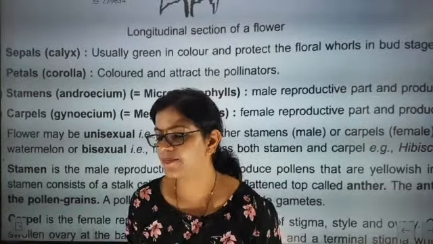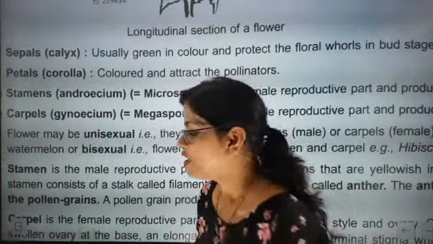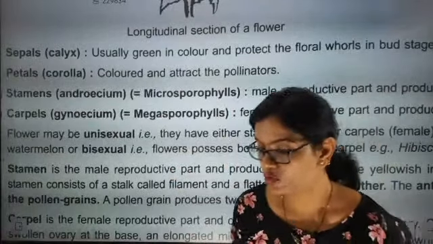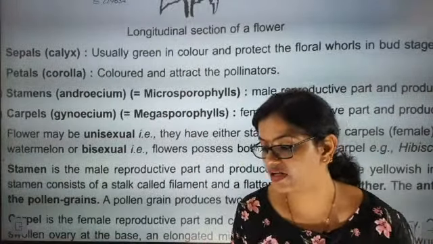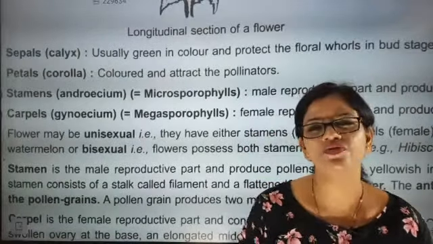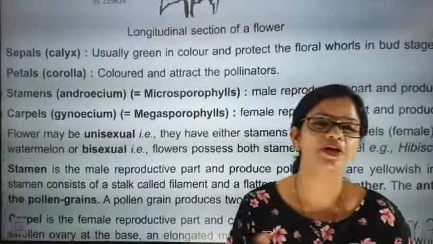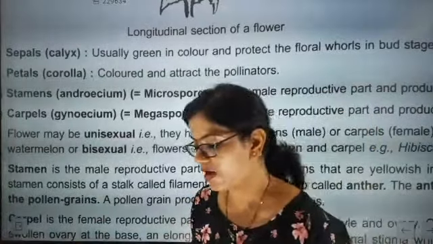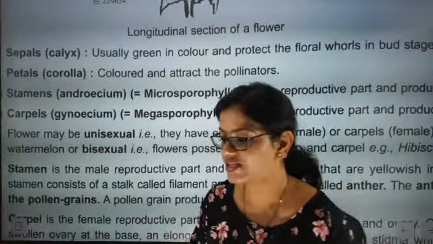We can take the example of papaya. A flower which has both male and female parts is called a bisexual flower. The flower which has both male and female parts in one is called a bisexual flower.